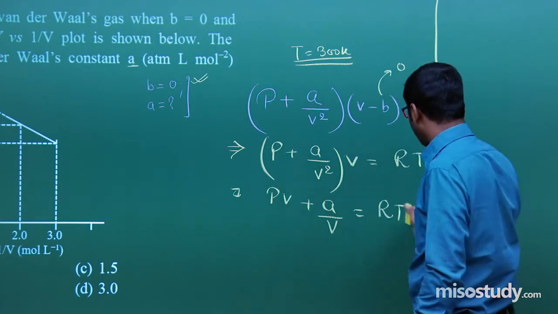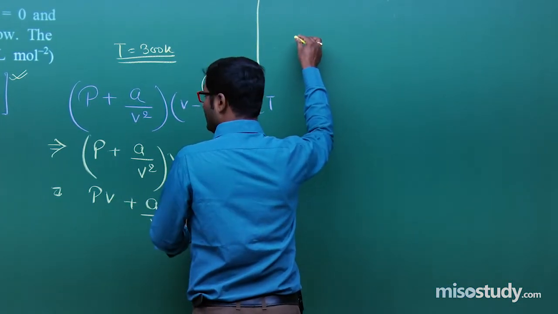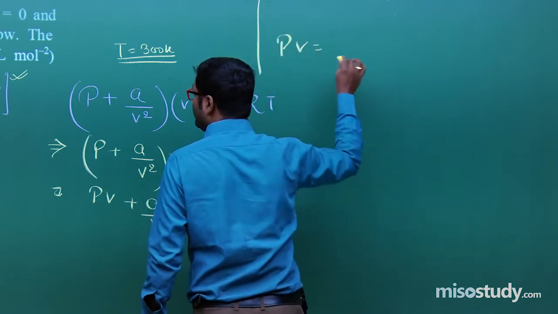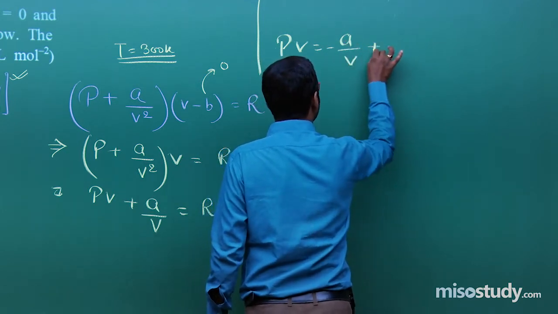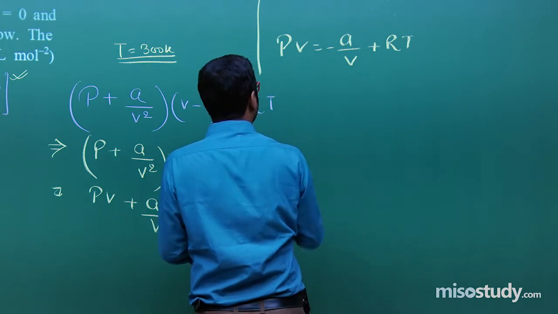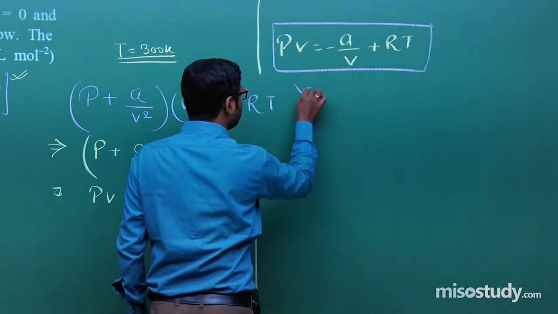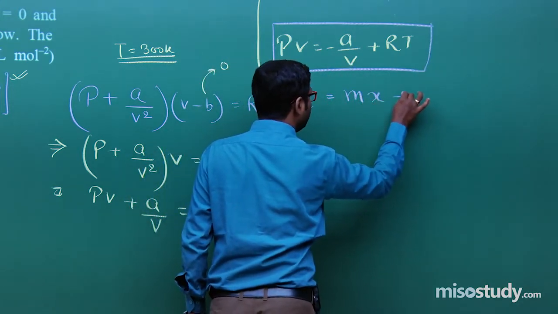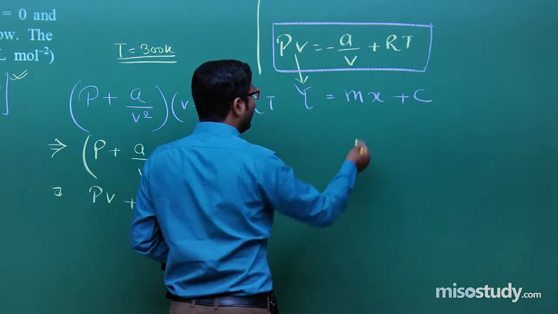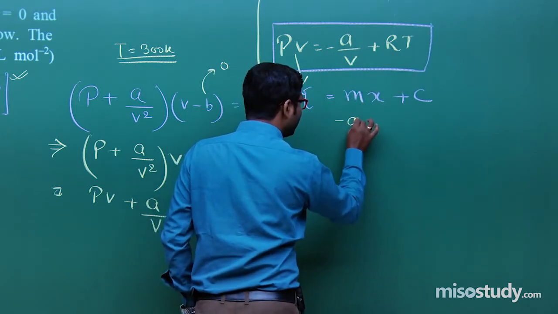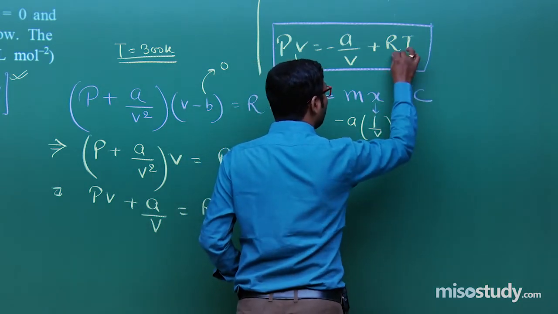Look carefully. PV plus A upon V equal to RT. The graph is between PV and 1 by V. Now what will happen? Check it out. PV is equal to minus A by V plus RT. Now check out this expression. This expression is similar to y is equal to mx plus c. Do you remember this? That is the straight line. Here y is PV, x is 1 by V, m is minus A, and c is equal to RT.